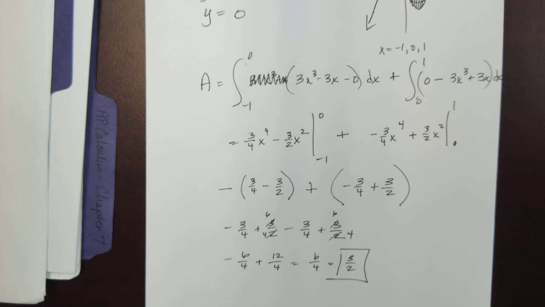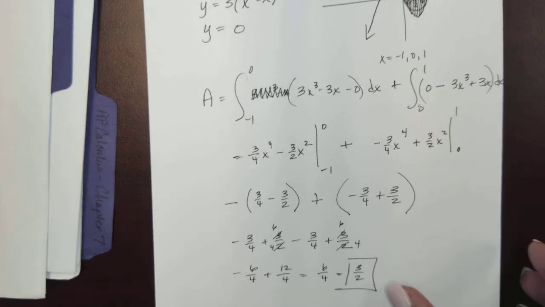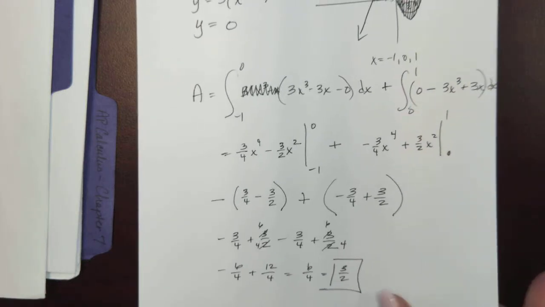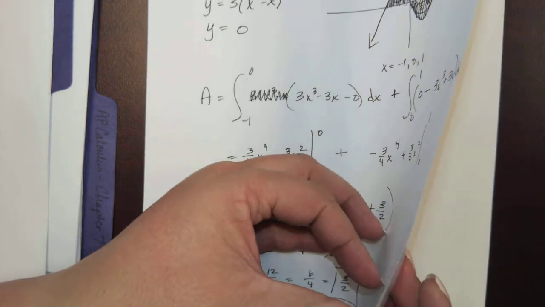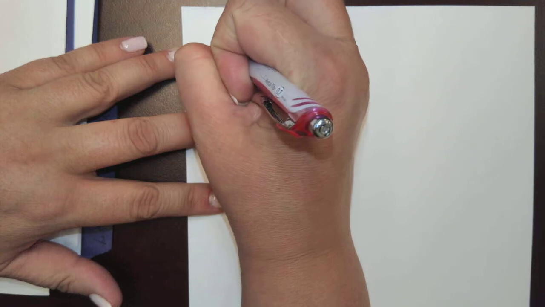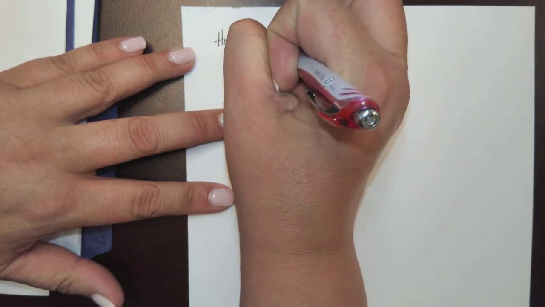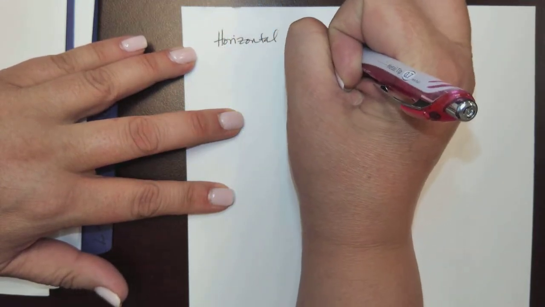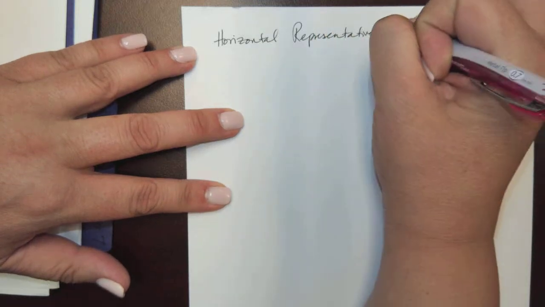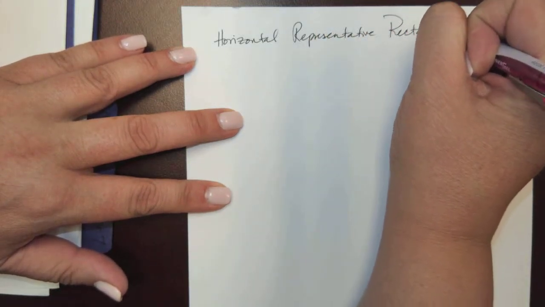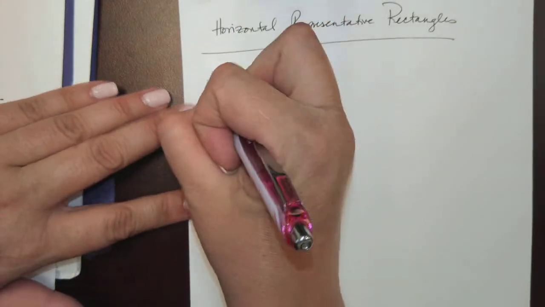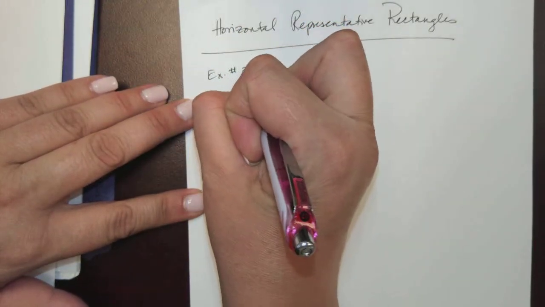Okay, let's do something a little bit more fun. Because as fun as this is, we can make it a little bit more fun by turning things on its side. Oh boy. Already? There was nothing. We're not revolving it. We're not moving anything yet. So this is horizontal representative rectangles. And this is example number 31.